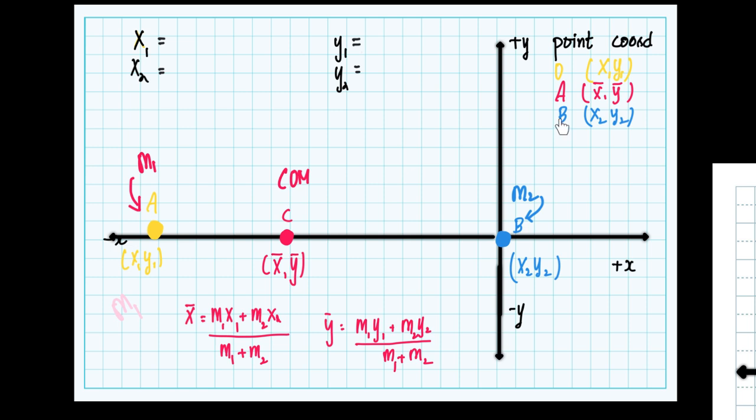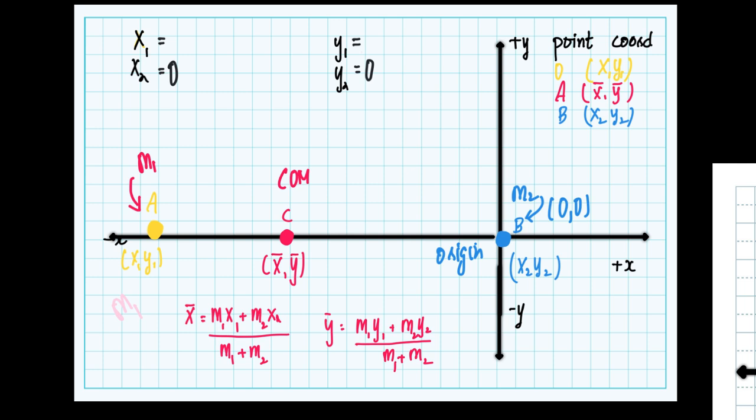Now let's see. What is the coordinate of B? B is x2, y2, yes, but where is B placed? B is placed at the origin, which means the x2, y2 coordinate should be equal to 0, comma 0, right? So x2 should be equal to 0, and y2 should be equal to 0.